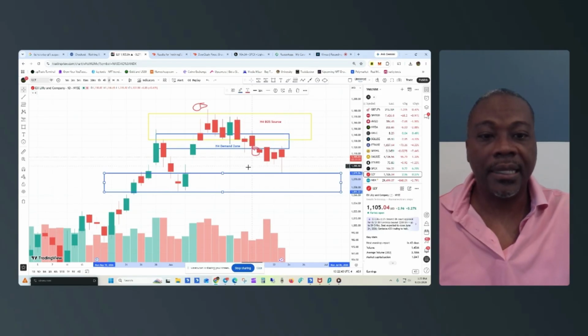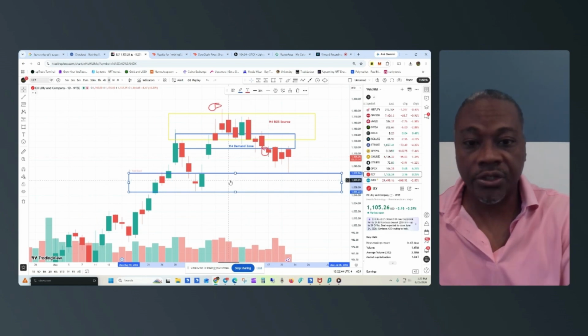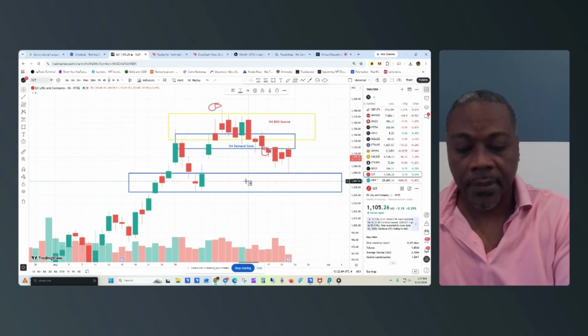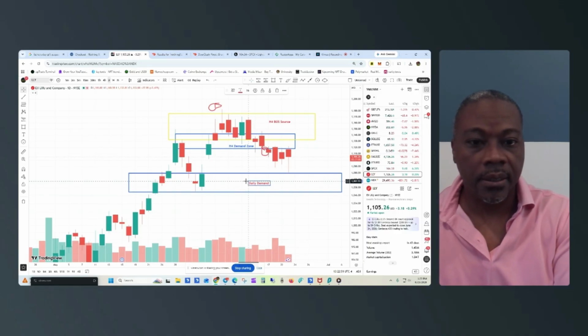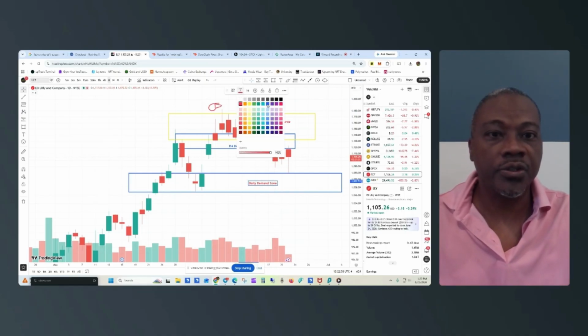So far, Eli Lilly is holding the daily support. I don't see any structural concern here on the daily. I'll put this here. This will be a daily demand zone. As of right now, this is still holding structural support on the daily.